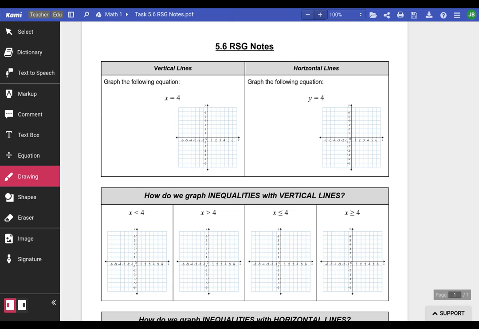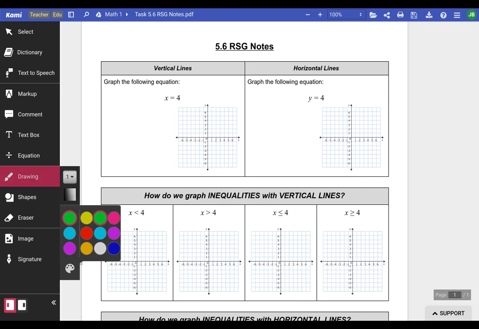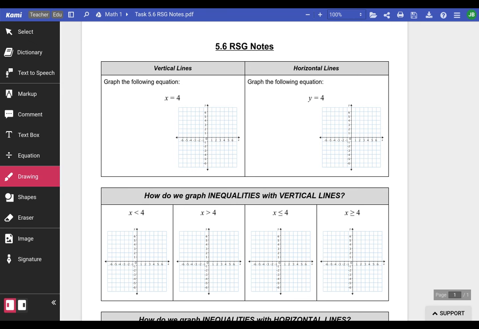So the first thing that we need to be able to do, or really need to remember, is how to graph vertical and horizontal lines. And for this piece, let's just look at this first one. We're going to graph x equals 4. I think the best way to go about this is to make yourself a quick table. I saw a lot of you did this in the practice and it helped you get the correct lines.